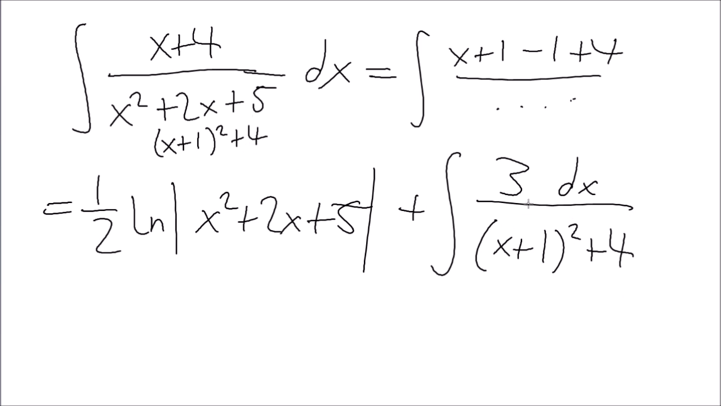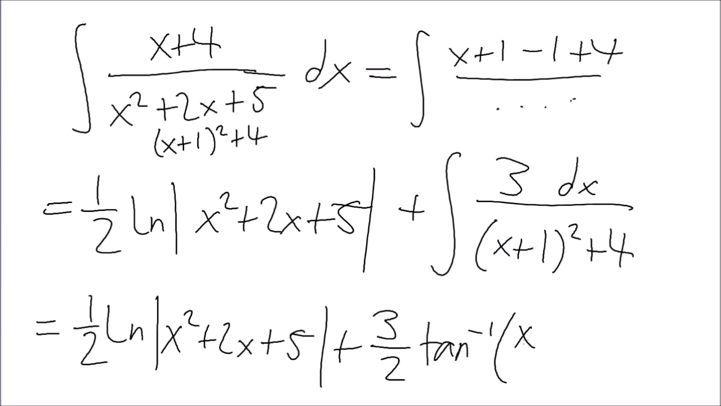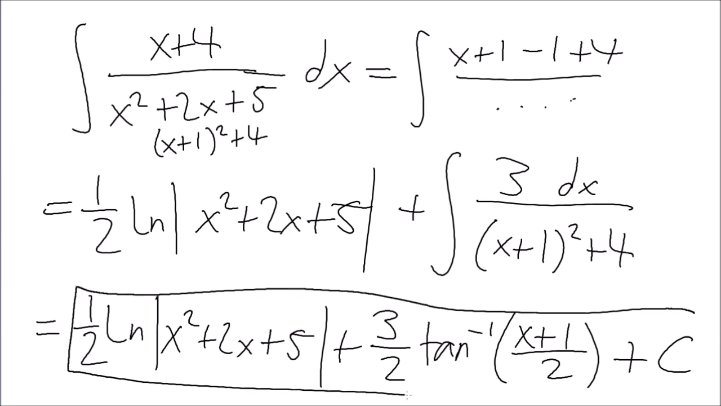And then like I showed you, this is equal to half ln of x squared plus 2x plus 5. And here this is 3 over 2. Okay. And then we have inverse tangent of (x plus 1) over 2 plus c. And this is our answer. That's it. You're good to go.